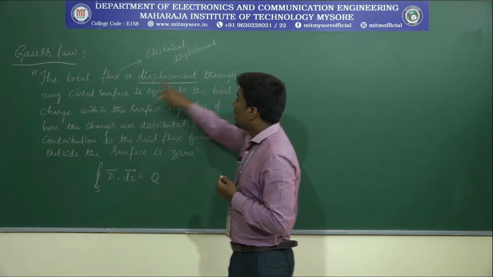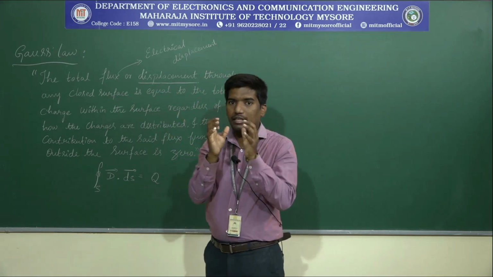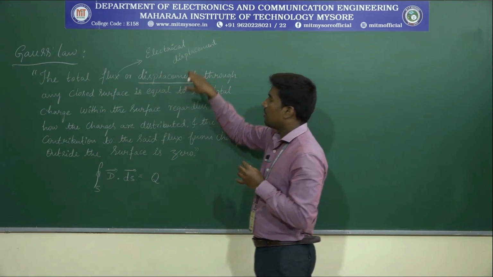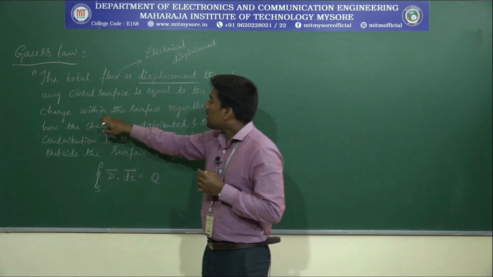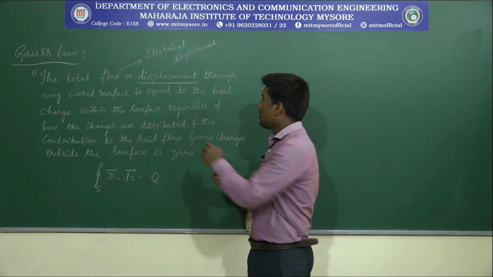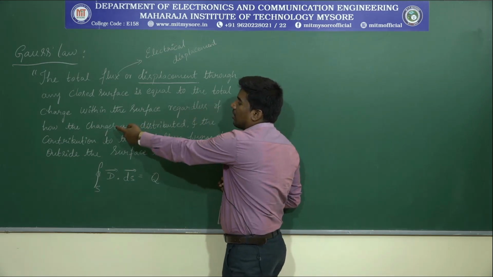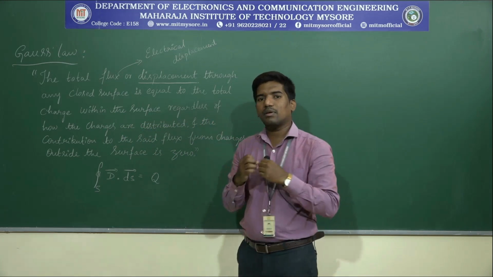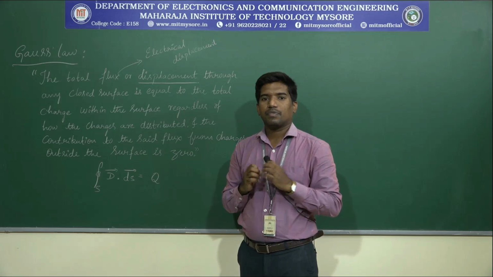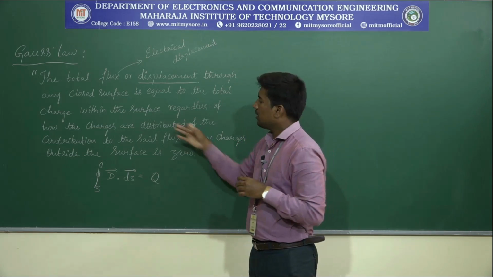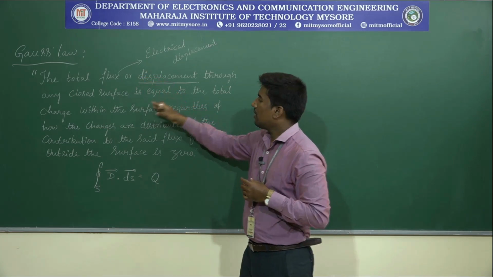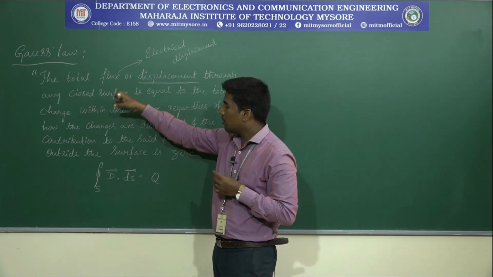Through any closed surface, the total electric flux or electrical displacement is equal to the charge present inside the closed surface, regardless of how the charges are distributed. Charges may be a continuous charge distribution, a point charge, a line charge distribution, anything you can consider. But the total electric flux is equivalent to the charge within that closed surface.